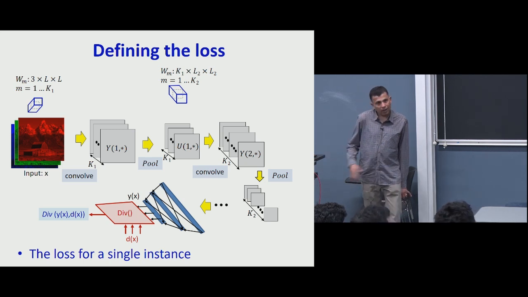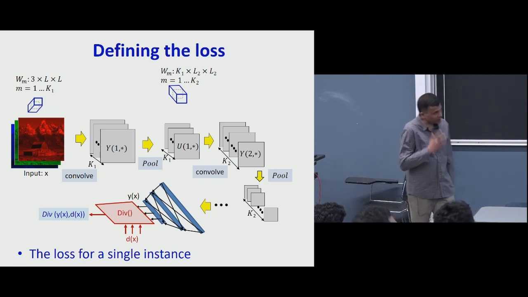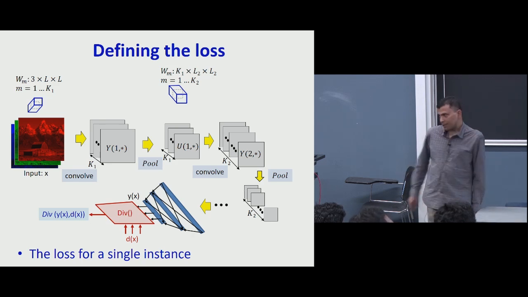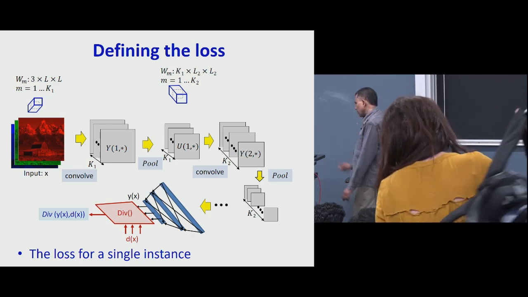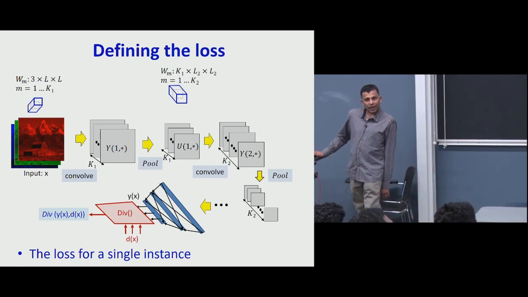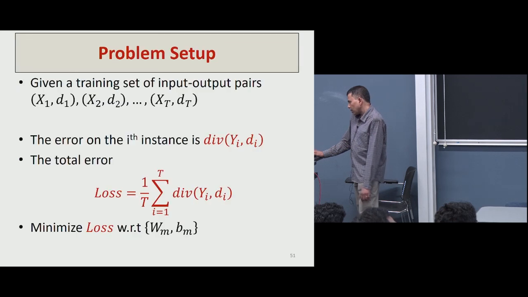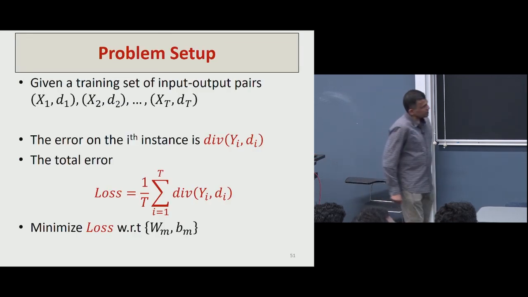So first step, the computation of the loss for a single instance. You just have an output for the network, and then you have a target output. You define a divergence. So the problem setup itself, this can be defined because we know exactly how to define divergences and such like. The problem setup itself is going to look something like this.